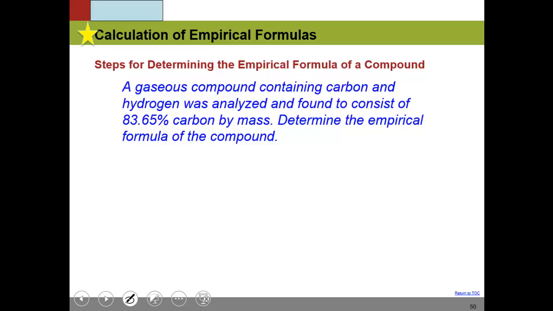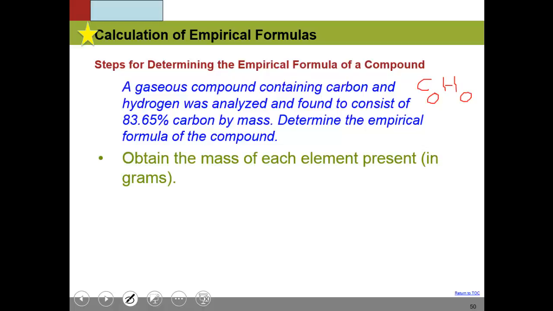So here we have a gaseous compound containing carbon and hydrogen, found to consist of 83.65% carbon by mass. Determine the empirical formula of the compound. So we know it's going to have carbon and hydrogen, and we want to find these ratios. The first thing you need to do is obtain the mass of each element present in grams.